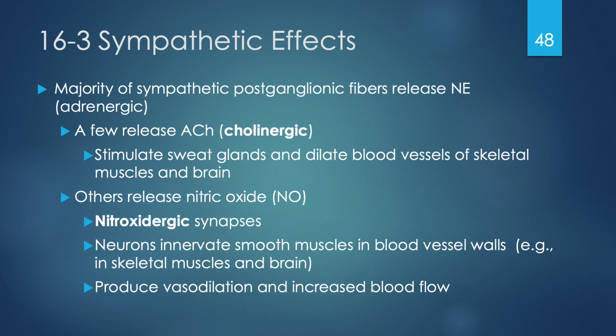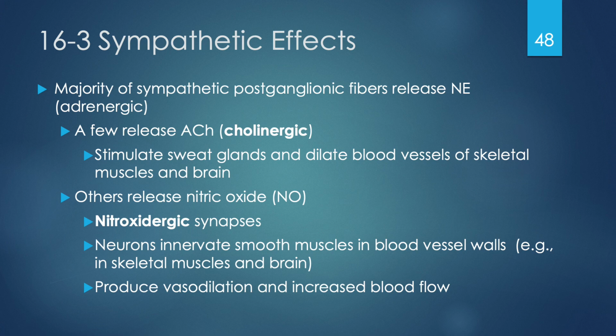Most of our sympathetic postganglionic fibers will release norepinephrine, and therefore these are adrenergic. However, a few of them will also release acetylcholine, which makes them cholinergic. The cholinergic ones are going to stimulate our sweat glands and also expand our blood vessels that go to the skeletal muscles as well as the brain, so we're ready for activity.